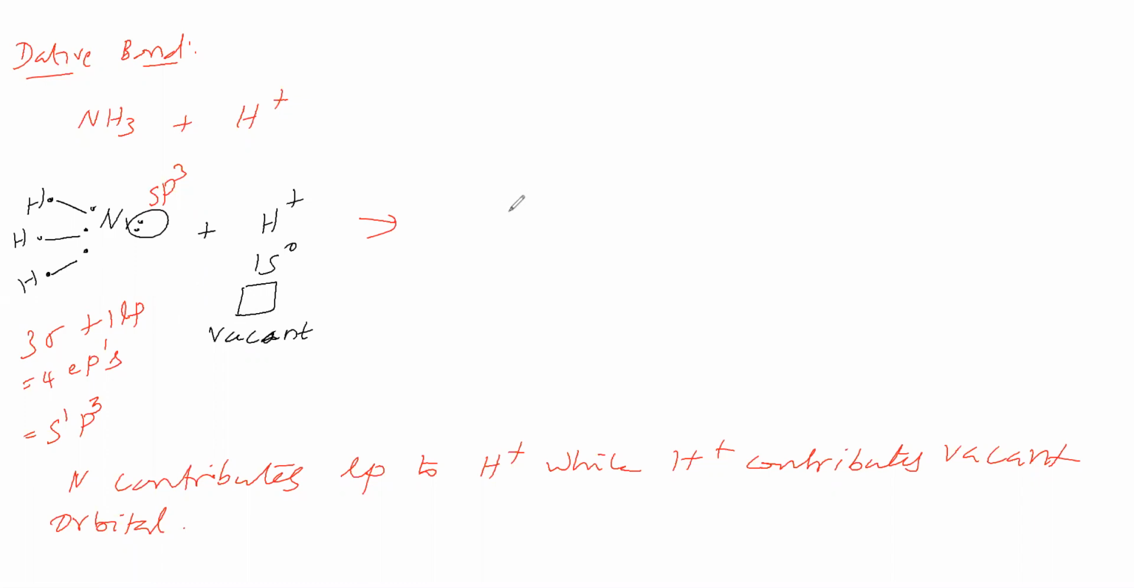Due to the overlap, let us see what will happen. We write this NH3 and this H plus. From nitrogen, the sp3 orbital, and from H plus, the s orbital, undergo overlap. In this overlapping, 2 electrons are involved, contributed by nitrogen, and we write those 2 electrons in the overlapping part. H plus has contributed a vacant orbital, but nitrogen has contributed the lone pair.